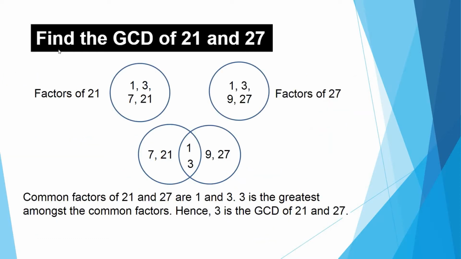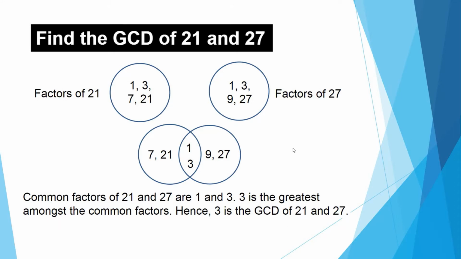Now, let's see another example. Find the GCD of 21 and 27. First, write the factors of 21. They are 1, 3, 7 and 21. Write the factors of 27: 1, 3, 9 and 27. So the common factors of 21 and 27 are 1 and 3. 3 is the greatest among the common factors. Hence, 3 is the GCD or HCF of 21 and 27.